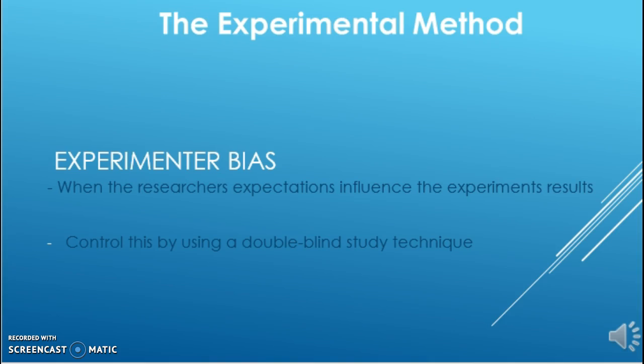Experimenter bias is when the researcher's expectations influence the experiment's results. We can control this by using a double-blind study, which is where neither the researcher nor the participants know which group they are in until after the study is over and all of the data is collected.